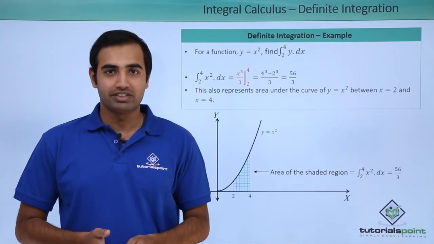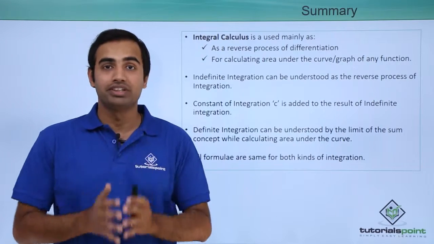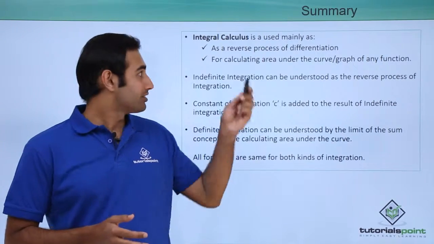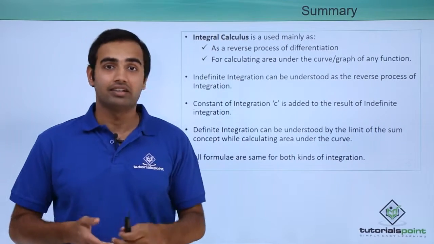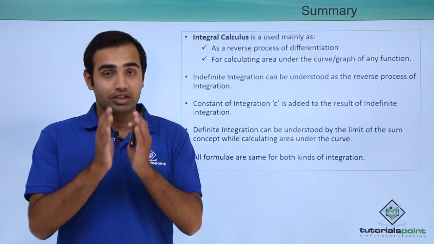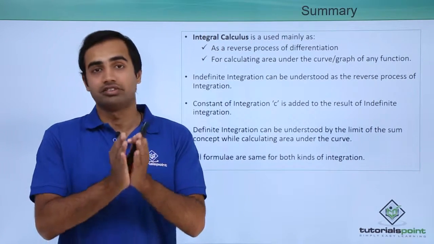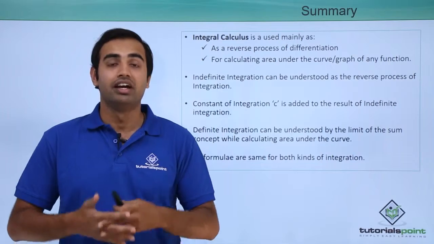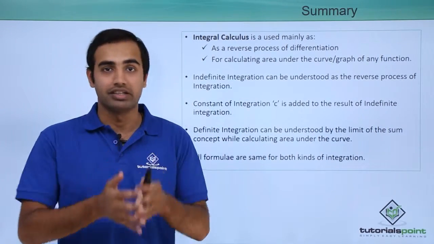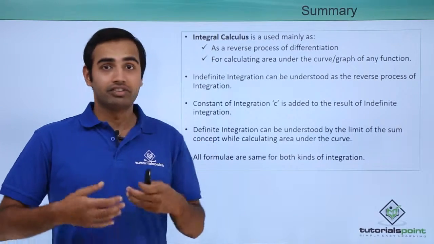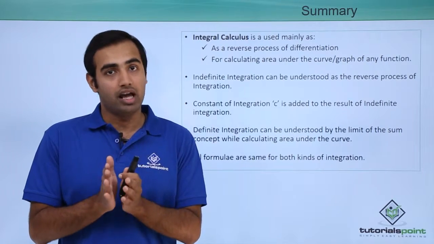So summarizing what we just learned, I can say that there are two ways to use integral calculus. The first is as the reverse process of differentiation, and the second is to calculate area under the graphs. Now the constant of integration c is used in case of indefinite integration, which is simply the reverse process of differentiation, and it gives us a family of curves which upon differentiation gives me back the same function. In case of definite integration, it gives me the area under the curve, and the same formulae are applicable for both kinds of integration.